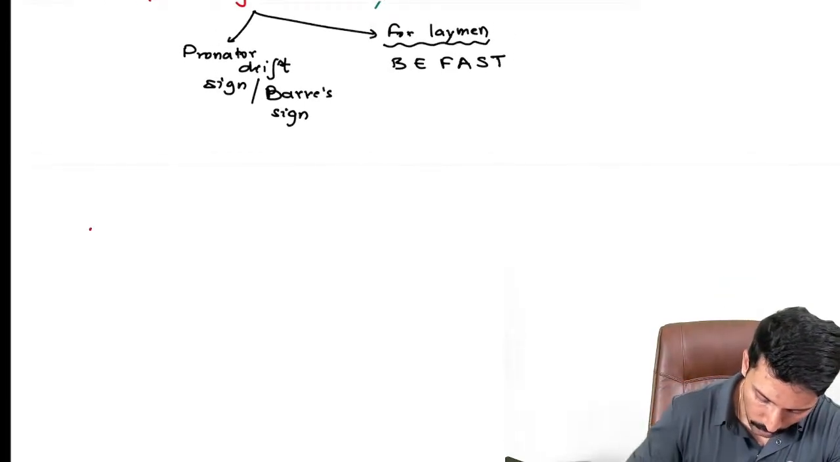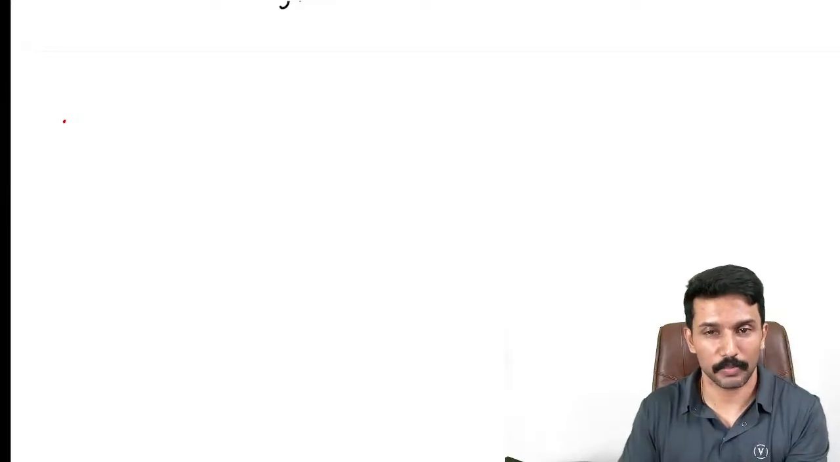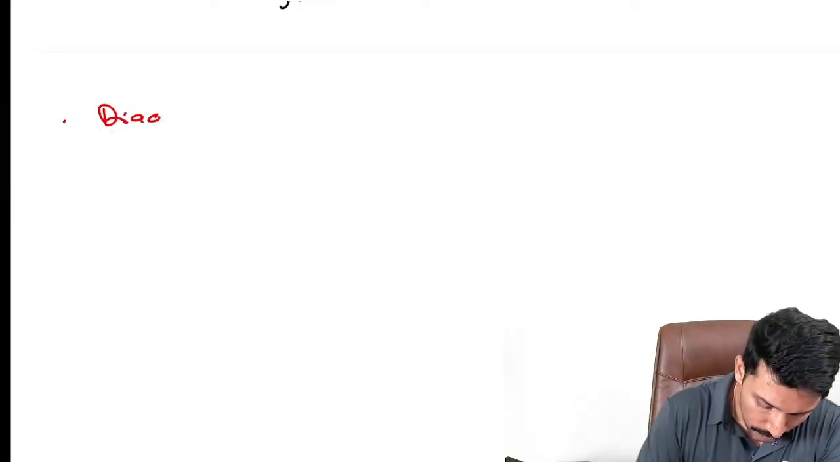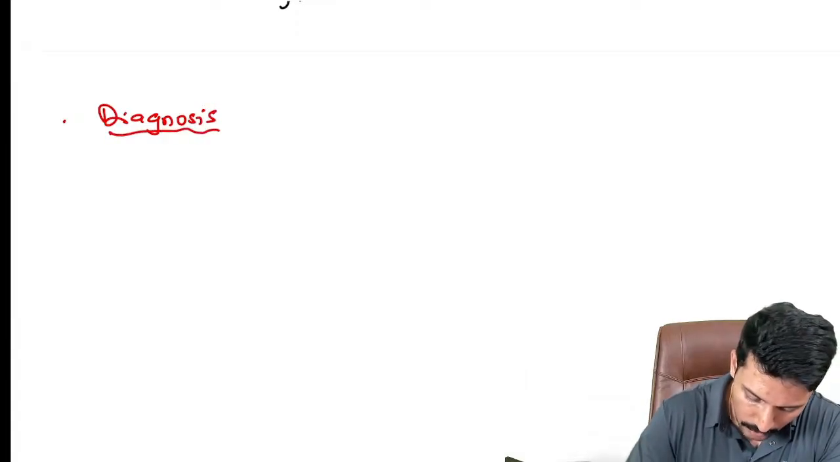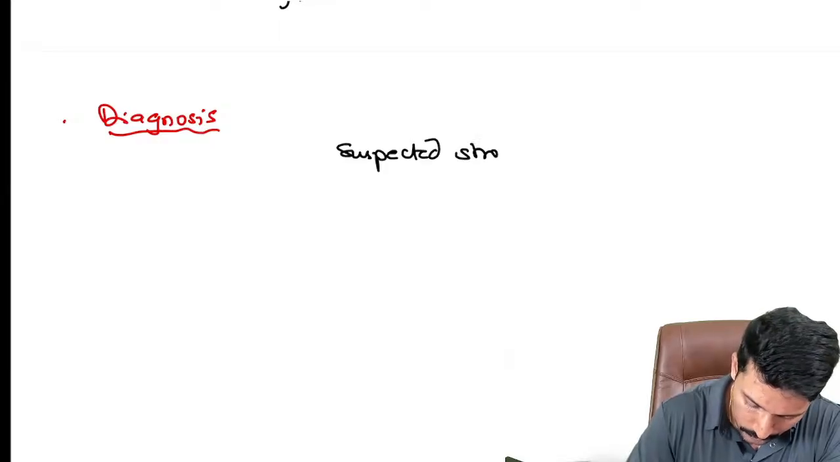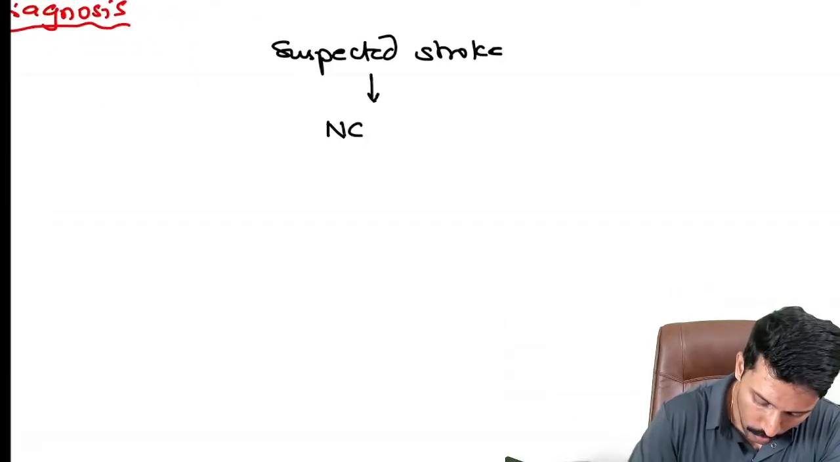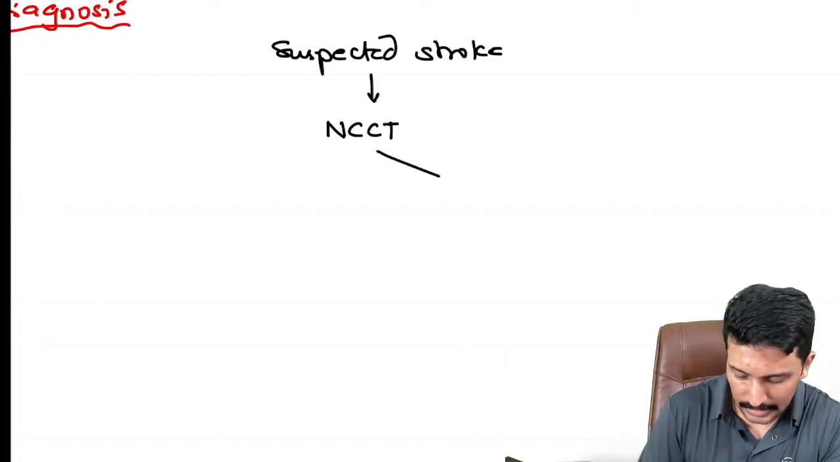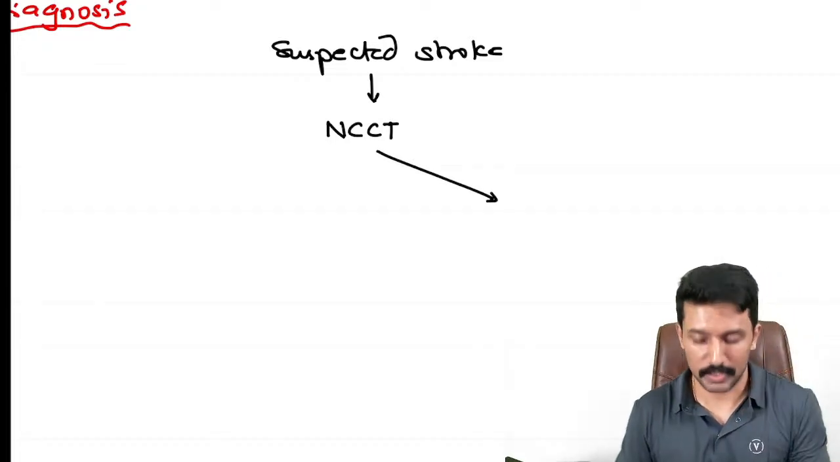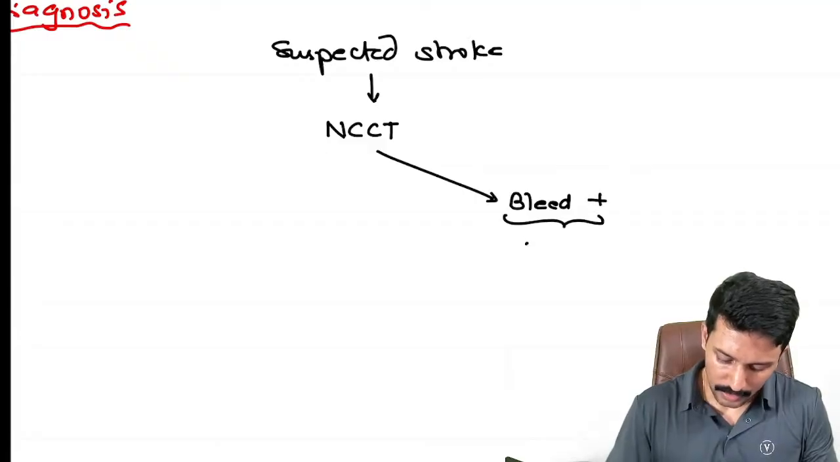For that, we need to know how we are going to investigate, because once stroke is recognized, we don't know whether it is ischemic or hemorrhagic, right? So I have to go through a diagnostic protocol. If you have a case of suspected stroke, the first thing you should do is go for a non-contrast CT. CT is highly sensitive for identifying bleed. It never misses. So if bleed is present, it is hemorrhagic stroke.